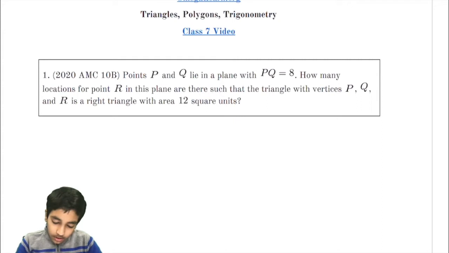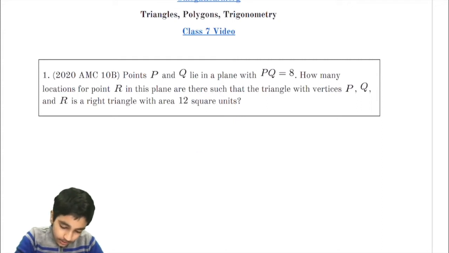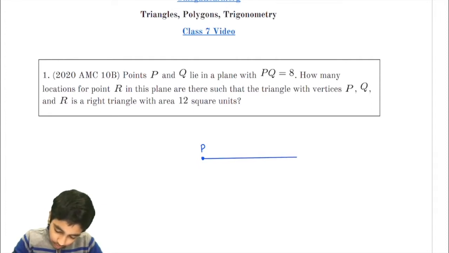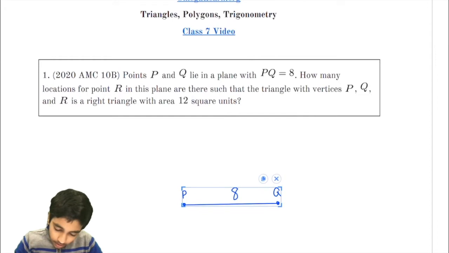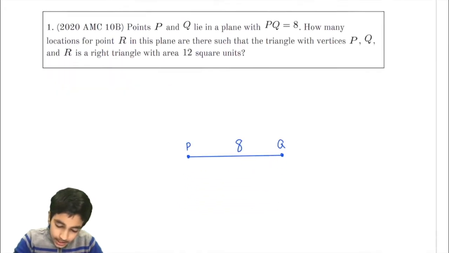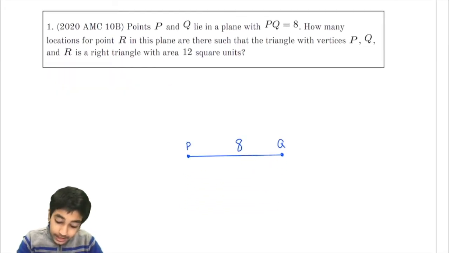Points P and Q lie in a plane with PQ equals 8. So we have two points, P and another point Q, such that PQ equals 8, okay? So this is 8. We're asked to find for how many locations R in this plane the triangle PQR is a right triangle with an area of 12 square units.